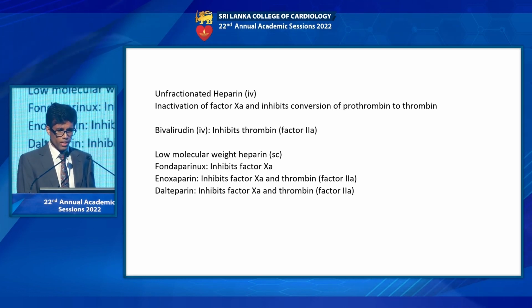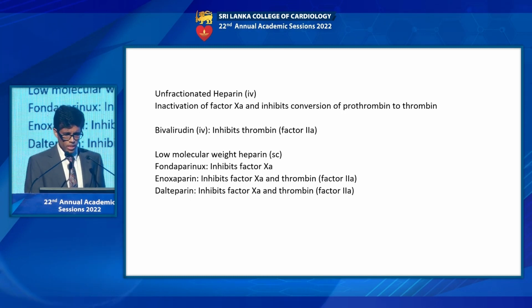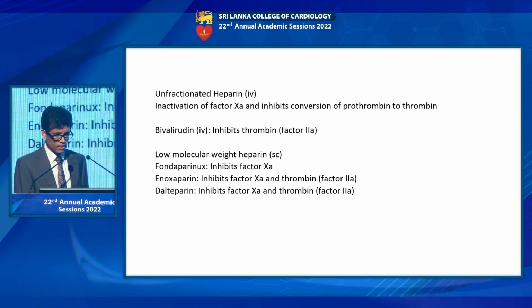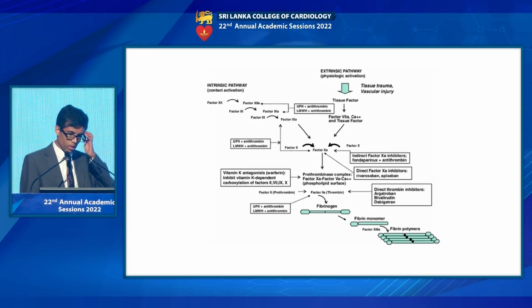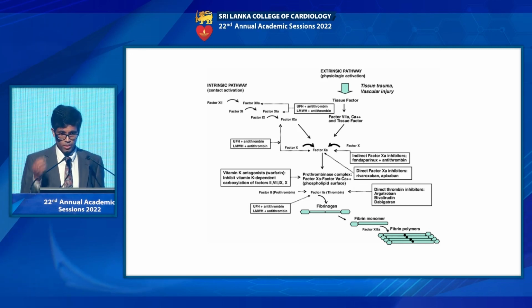So unfractionated heparin, the IV one, inhibits factor 10A and also inhibits the conversion of prothrombin to thrombin. Bivalirudin acts at the factor 2A level. Low molecular weight heparins: fondaparinux inhibits just factor 10A, whereas the other low molecular weight heparins can inhibit both factor 10A and factor 2A. So it's not that complex, but maybe sometimes too much detail, I feel. But anyway, it's important to know how these medications act if we prescribe them and if we look after the patients who are taking these medications, I feel.